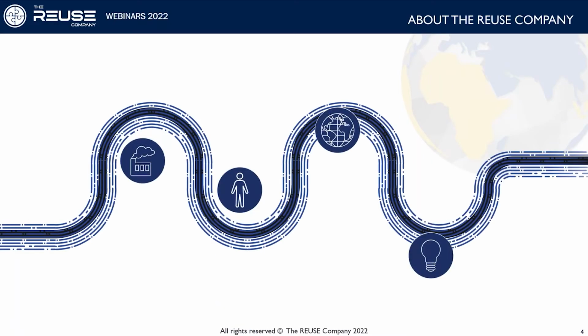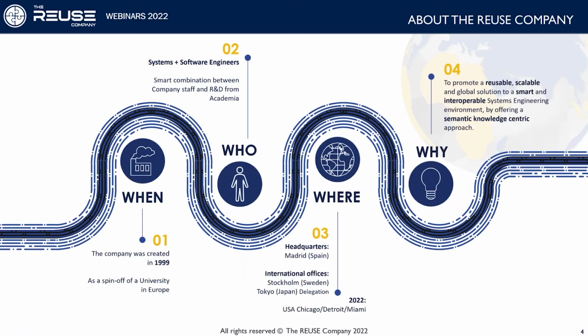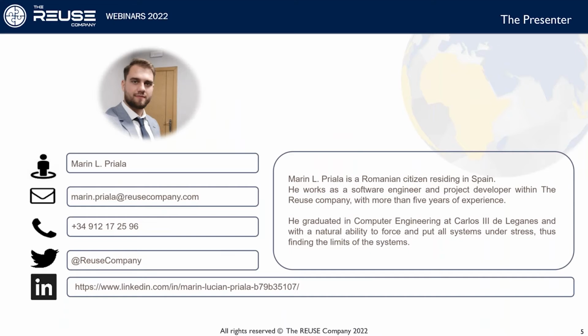Since 1999, the reuse company started using natural language processing to give software engineering the quality analysis of requirements. So now we change a little bit to a new perspective to help the engineer more in their work. My name is Marin Priala, and this is my contact if you need something. And I'm working at the reuse company as a software engineer and a project developer.